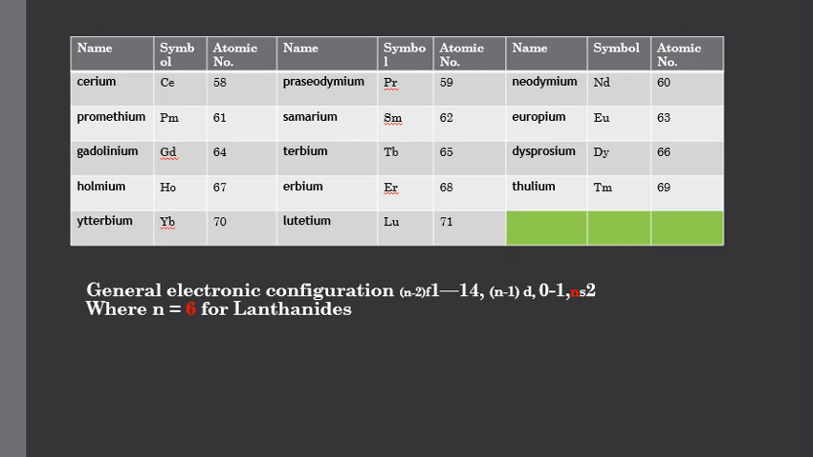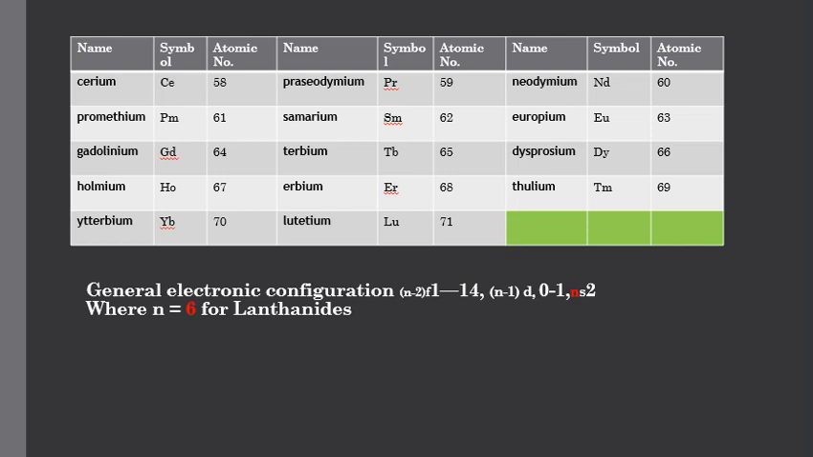The names of lanthanides: cerium, praseodymium, neodymium, promethium, samarium, europium, gadolinium, terbium, dysprosium, holmium, erbium, thulium, ytterbium, and lutetium.